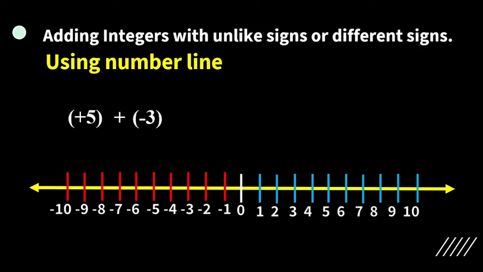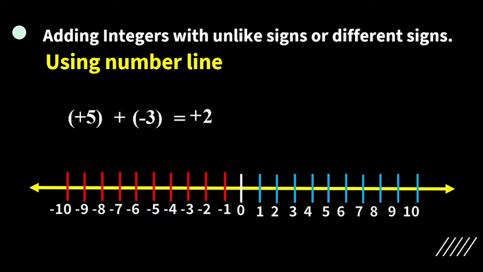Let's plot positive 5 in the number line. There. Since we are adding negative 3 and all numbers going to the left side of the number line represent negative integers, we will be moving 3 units to the left side of positive 5. So we got positive 2. Therefore, positive 5 plus negative 3 is equal to 2 or positive 2.